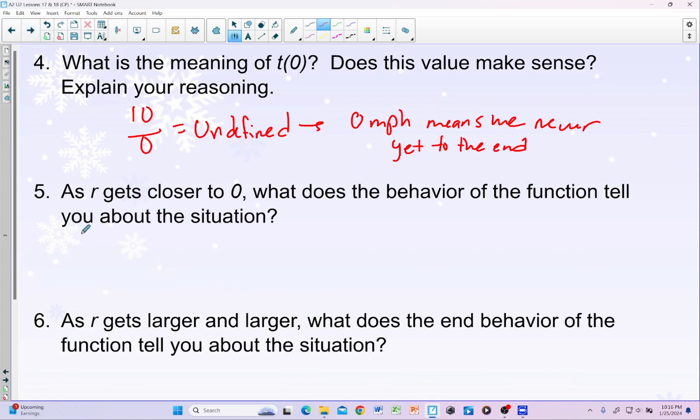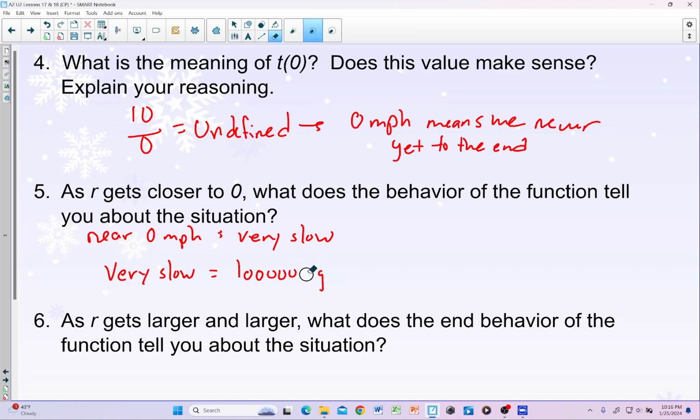So near 0 miles per hour, very slow means a long time to go 10 miles. The slower he goes, the longer it's going to take.